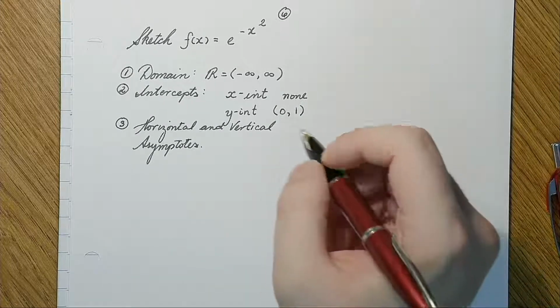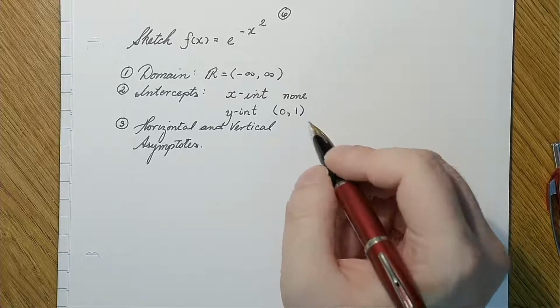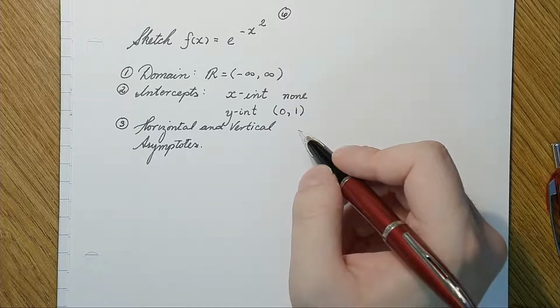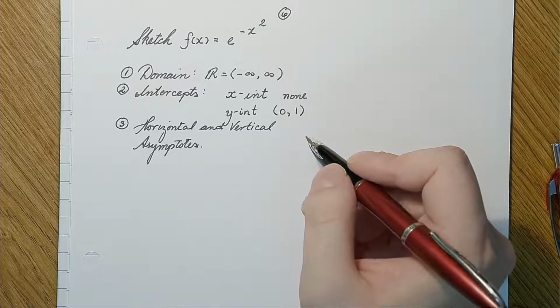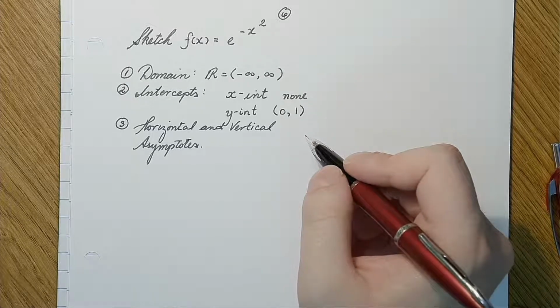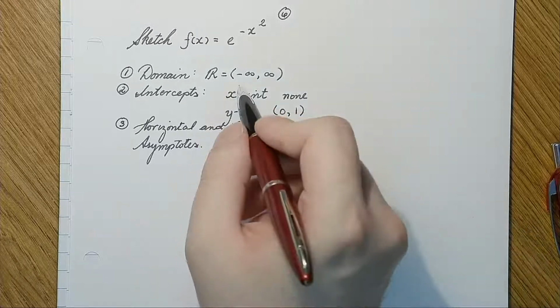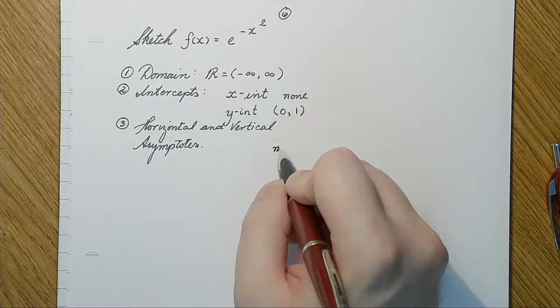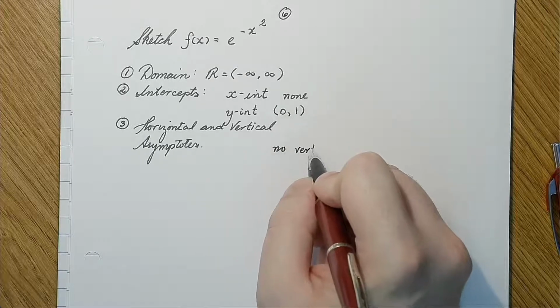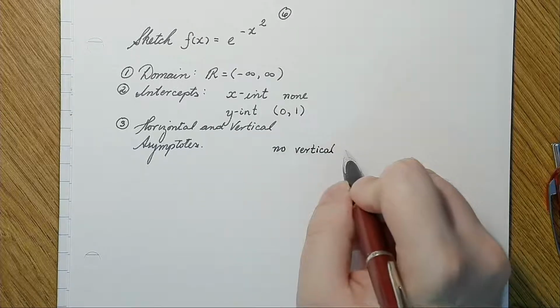Now, there are no discontinuities. There's no vertical asymptotes because the function is continuous on its domain. And again, the domain is over the entire real line. So there's no vertical asymptotes.